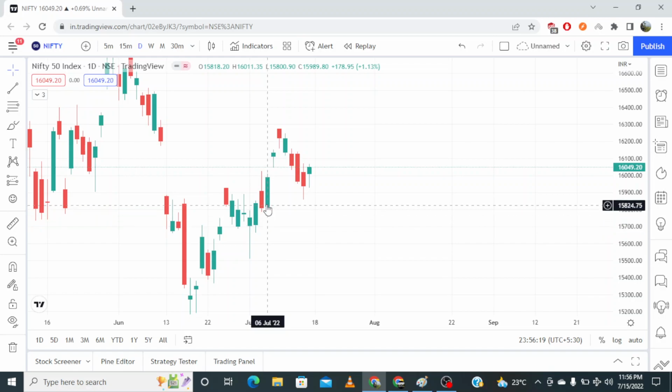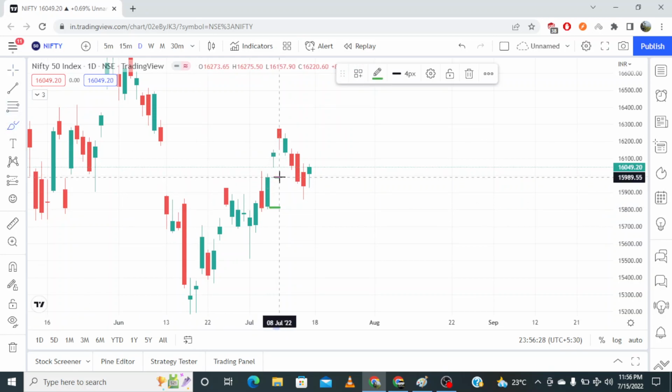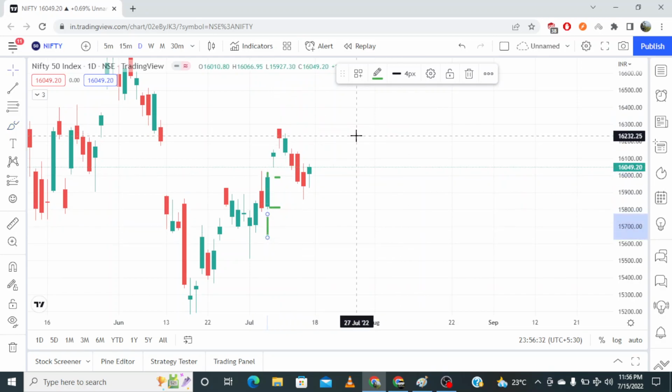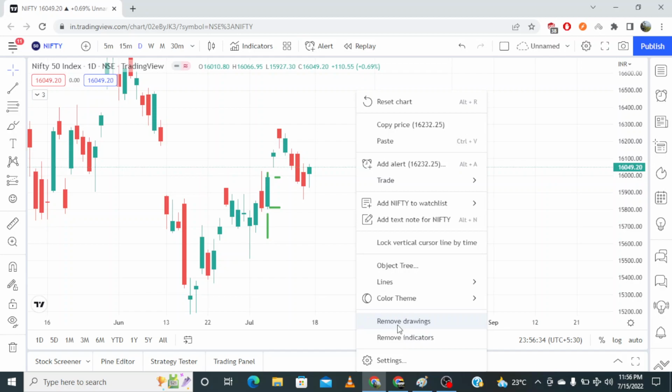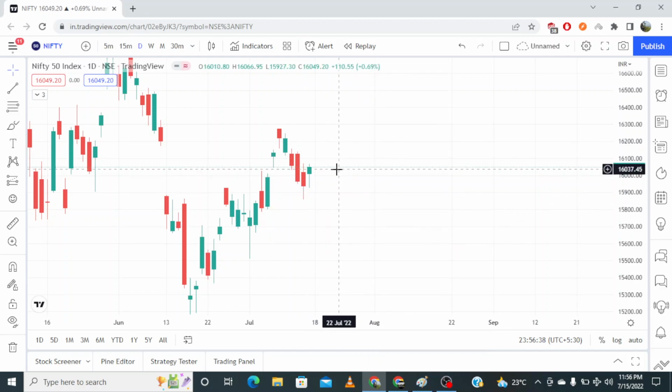Same goes if you see a green candle right here. Wait a minute, this was where it opened and this was where it closed. This was its high, this was its low. Simple. Okay, you understand, right? I mean, if it's a red candle, the price has gone down. If it's a green candle, the price has gone up.